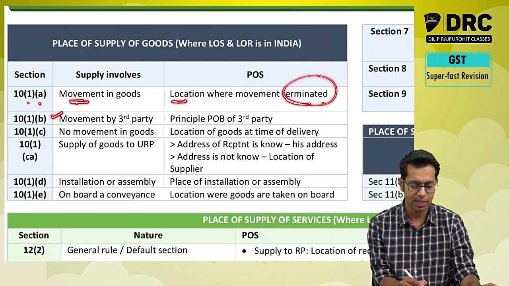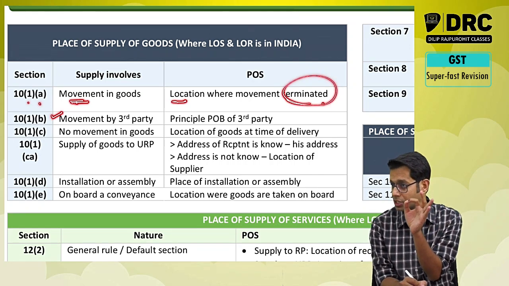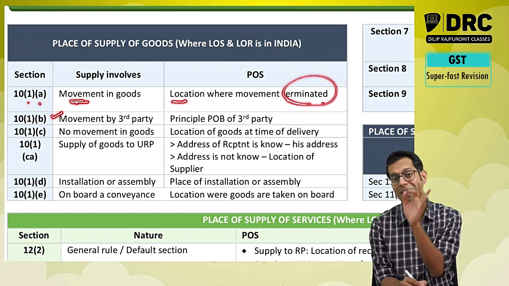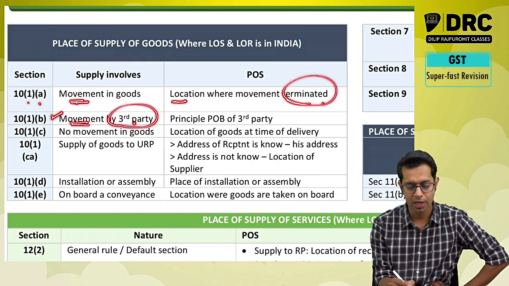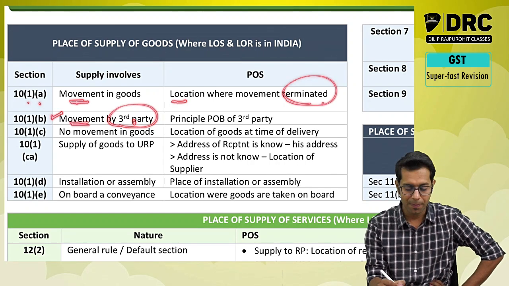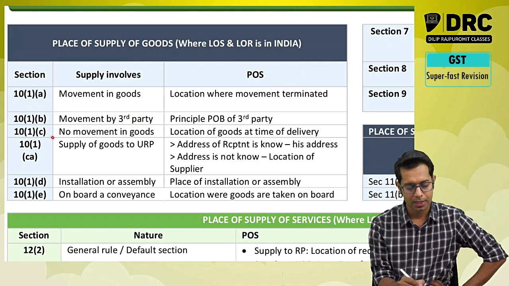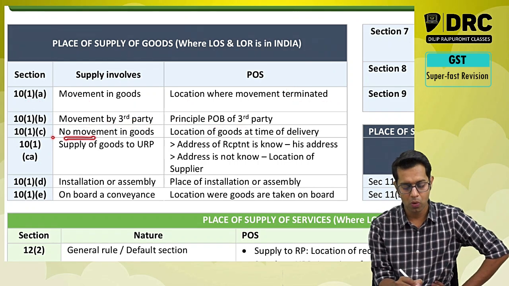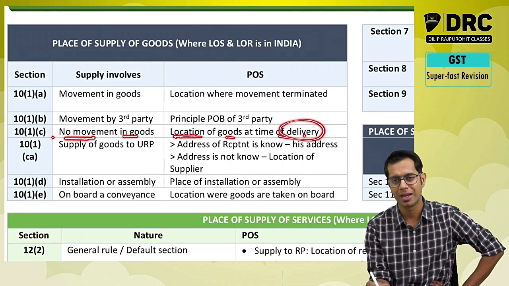Then Section 10(1)(b). Please note we are talking about the sections of which Act? IGST Act. Section 10 subsection 1 clause B says when the movement is caused by a third party, the place of supply will be the principal place of business of the third party. Section 10 subsection 1 clause C says where there is no movement of goods, then the location of the goods at the time of delivery will be taken as place of supply.